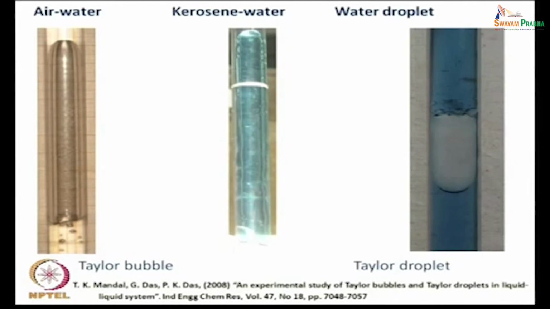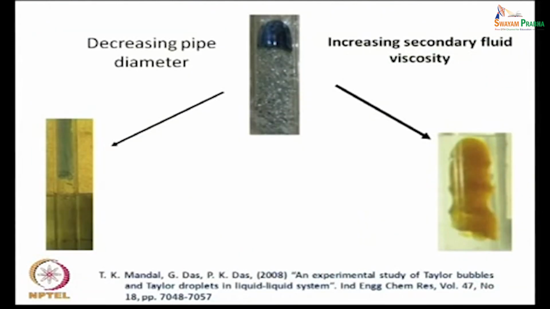Interestingly, for Taylor droplets and Taylor bubbles, we find that with decreasing diameter the stability increases. Also with increasing viscosity, we find the stability decreases. This was for kerosene water, this is for lube oil water. You can see that in this case the shape is much more deformed as compared to this case. Of course, in here we found out that there is a large amount of wake region and the bubble is much less stable here as compared to decreasing the diameter.